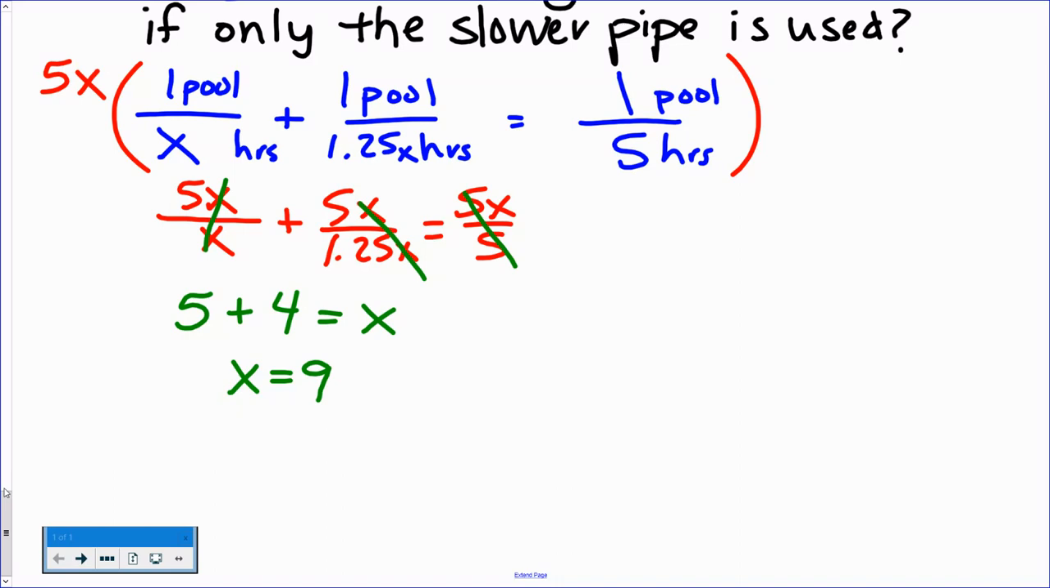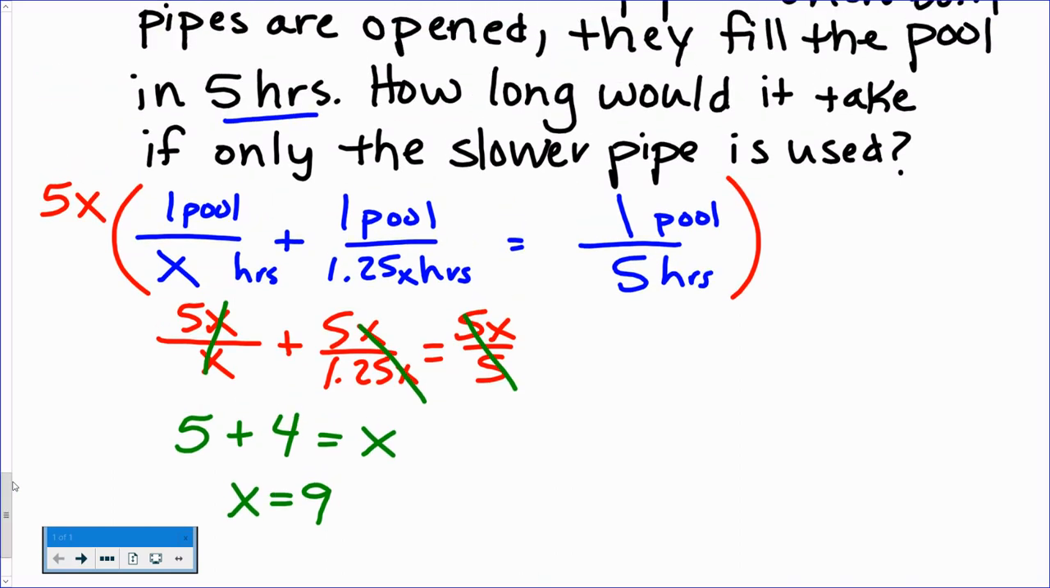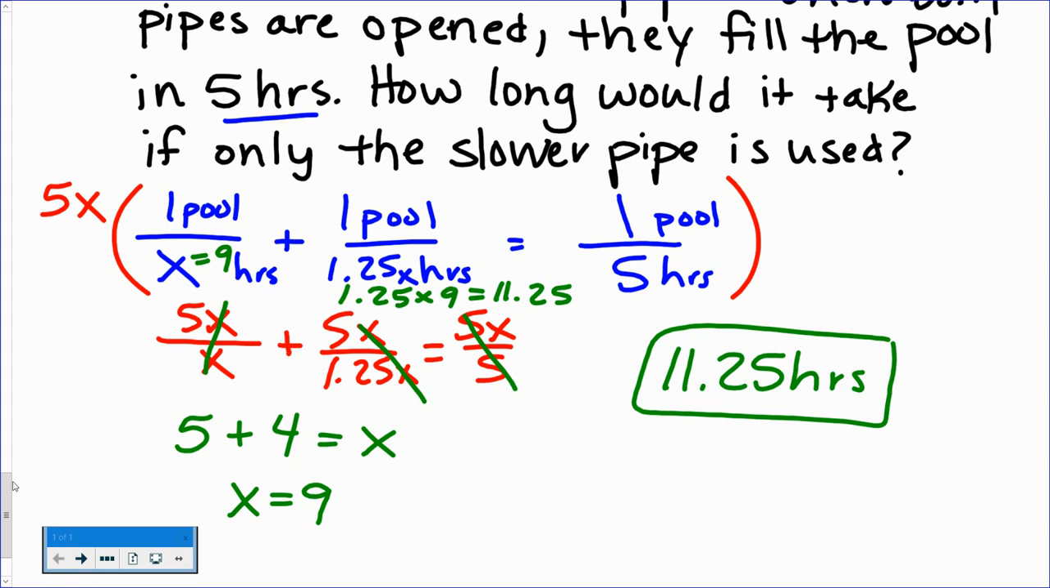Make sure you pay attention as well to whether they're asking you for both pipes or for one pipe, and which pipe they're asking for. So here's x. So that's 9. For the other one I need to take 1.25 times 9, which would be 11.25. Now this always throws students off a little bit. It's asking for the slower pipe. So the slower pipe would take more time. So 11.25 hours would be my answer, because 9 hours would be faster than the other pipe.